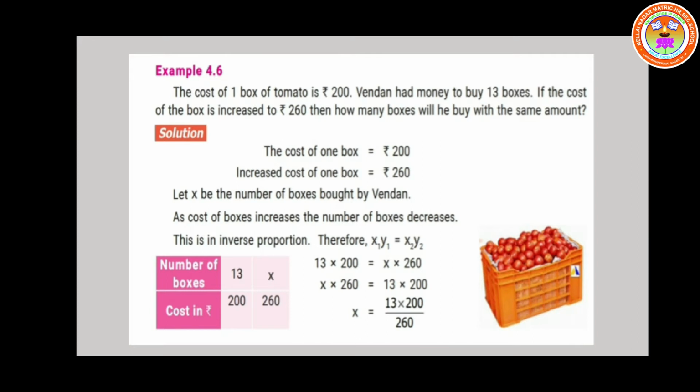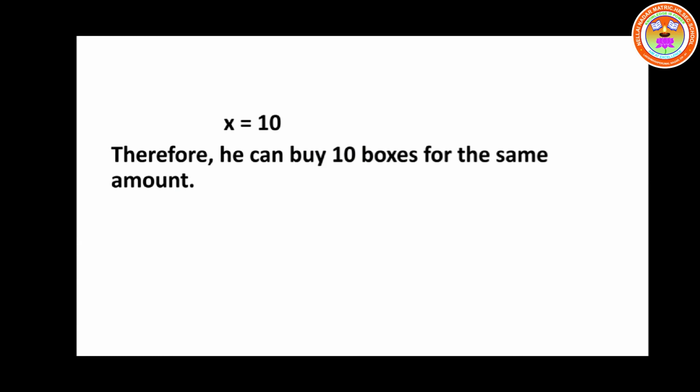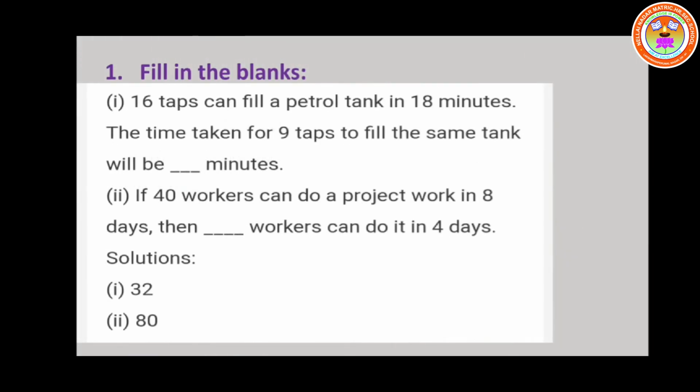You just bring the 260 down. x is equal to 13 into 200 by 260. You simplify it, you will get the answer. x is equal to 10. Therefore, he can buy 10 boxes for the same amount. Okay, now let us move on to the exercise problem.